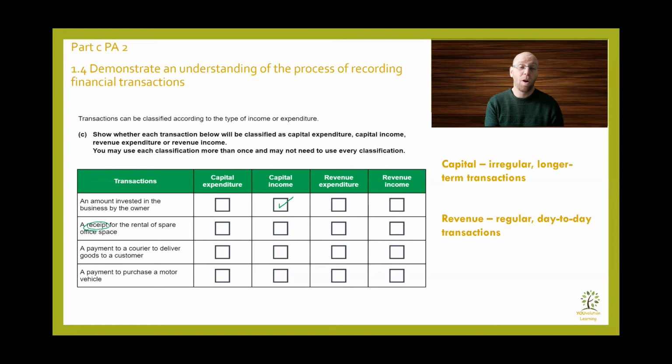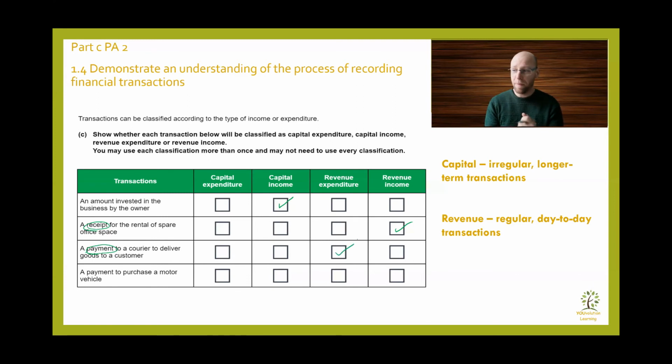Now, if we're renting out one of our office spaces, we're probably going to be charging rent every month or every couple of months. That means it's going to happen on a regular basis throughout the financial year. So a regular transaction is a revenue transaction. So that's going to be a revenue income. The next one says a payment to a courier to deliver goods to a customer. So again, we've got a payment, so we know it's expenditure, but is it a one-off, longer term, irregular transaction, or is this something that would happen on a regular basis? Well, if we're couriering stuff to our customers, that's going to be something that happens on a regular basis. So this is going to be revenue expenditure.